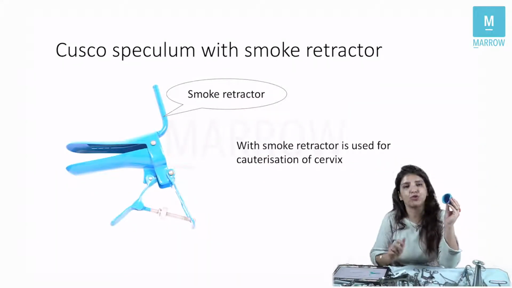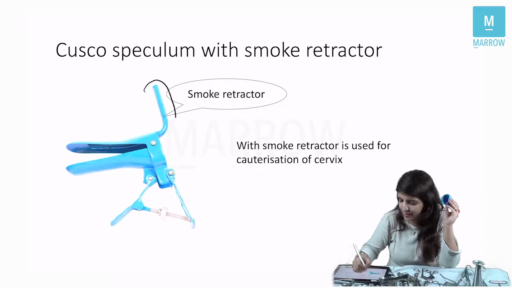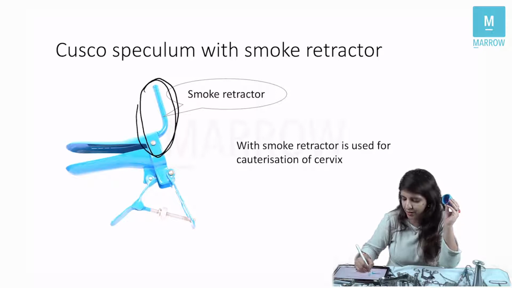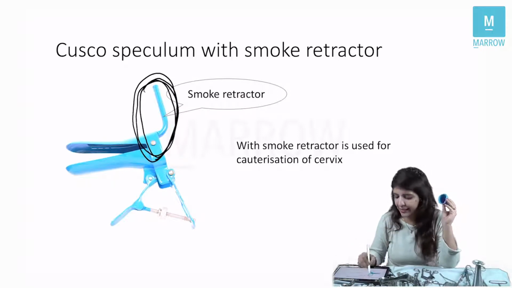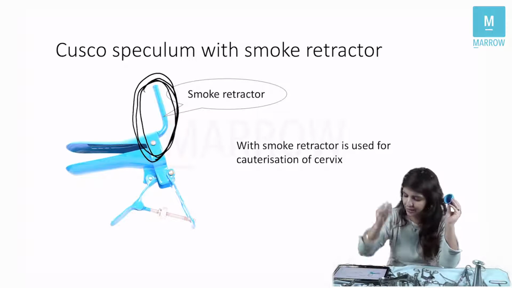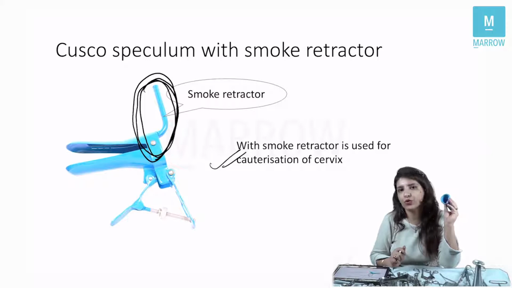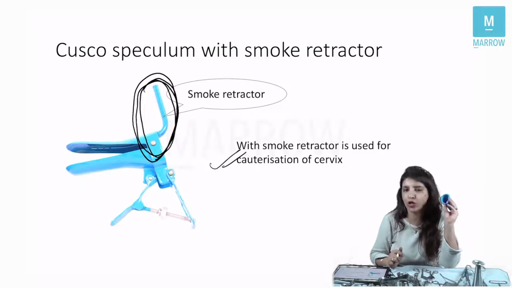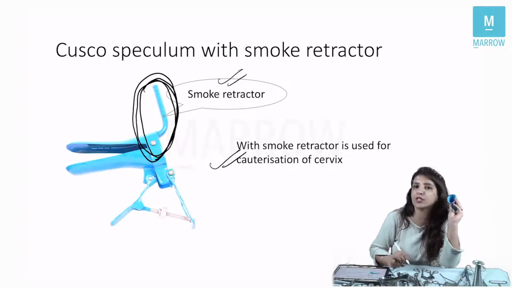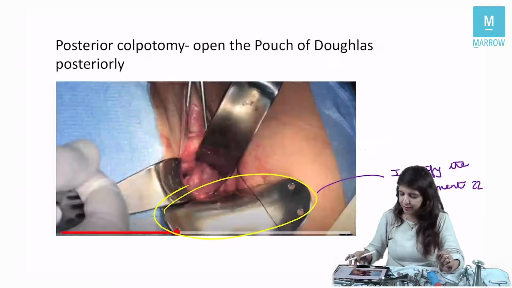Now, sometimes you can get an image like this, where in Cusco's you can see a smoke retractor. This is a Cusco's which has a Teflon coating and it has a smoke retractor. A Cusco speculum with smoke retractor is used when you are cauterizing the cervix, right? So for cauterization of cervix, you use a Cusco's speculum with a smoke retractor, right?